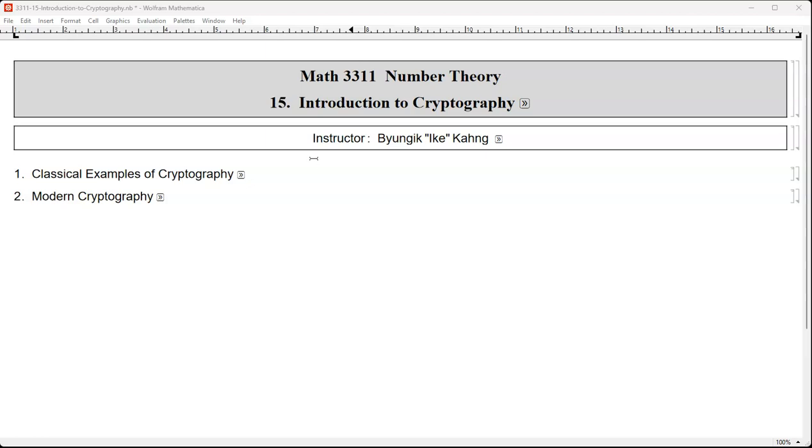Or is it better to call it an appendix? I don't know, I'm not sure. In any case, here we go.